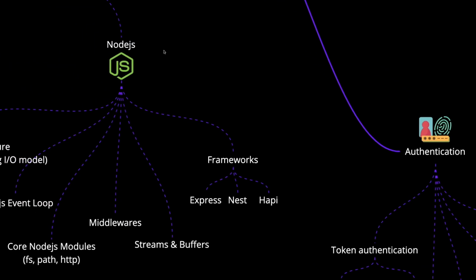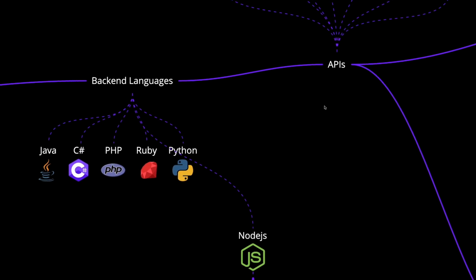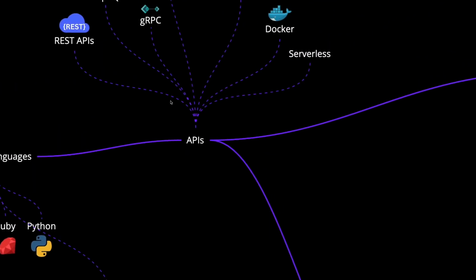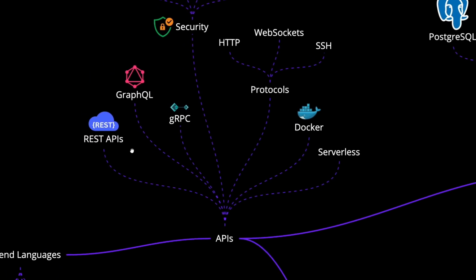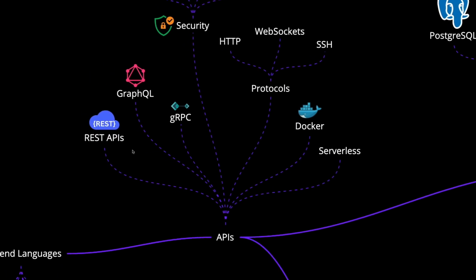So after getting comfortable with a backend language, you'll start building APIs. The most common type of API is the REST API. This is an architectural style that uses HTTP requests to access and use data. They are typically used to perform standard database functions like reading, creating, updating, and deleting records within a resource.